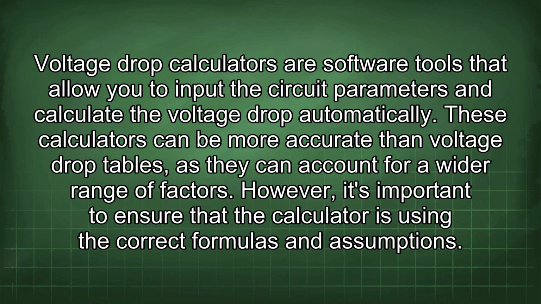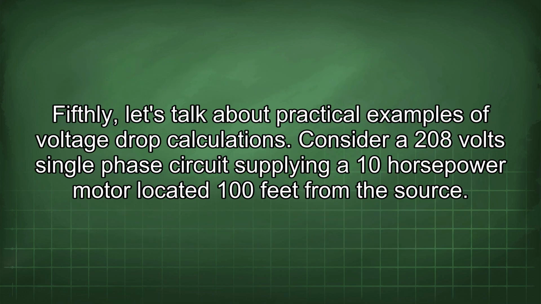Voltage drop calculators are software tools that allow you to input the circuit parameters and calculate the voltage drop automatically. These calculators can be more accurate than voltage drop tables, as they can account for a wider range of factors. However, it's important to ensure that the calculator is using the correct formulas and assumptions. Fifthly, let's talk about practical examples of voltage drop calculations.